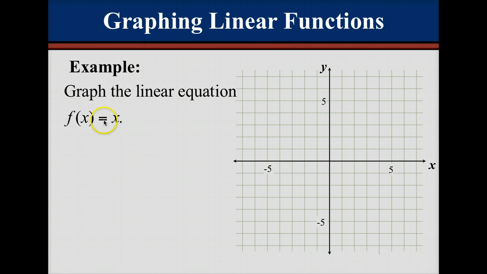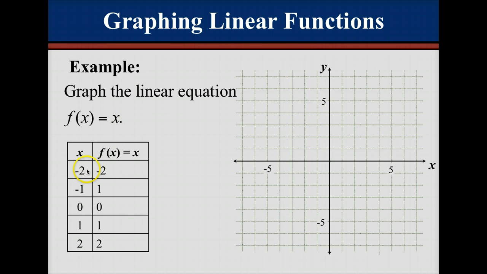Notice this one. It doesn't matter what we put in for x, it's going to give us the same answer. So notice when we substitute in a negative 2, we get out a negative 2. This is called an identity function. It steps up one at a time because x and y will have the same value.